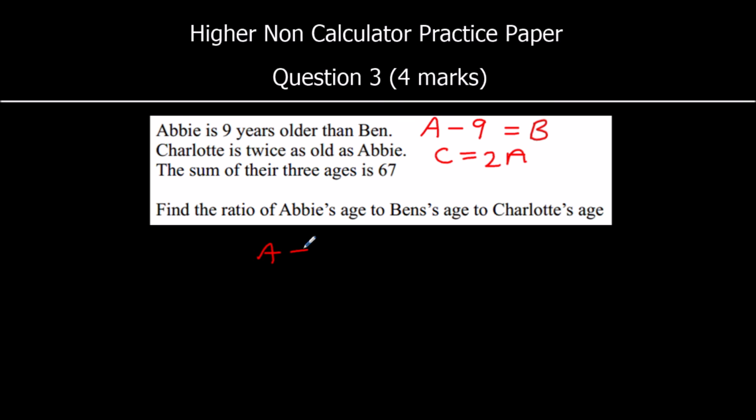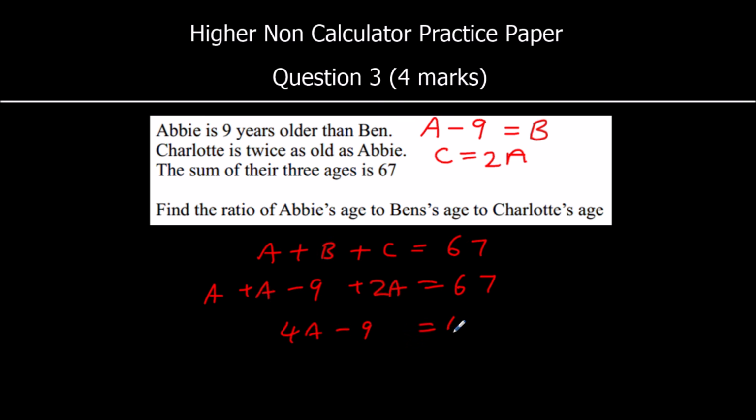So A plus B plus C is 67. I'm going to change B into A minus 9. Change C into 2 A's. So I've got 4 A's minus 9 is 67. I want A by itself. So plus 9 to both sides. I then divide by 4.